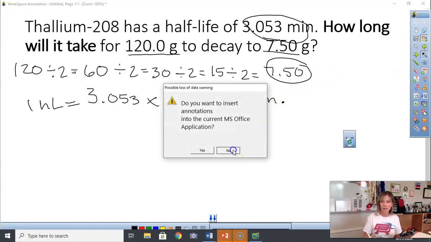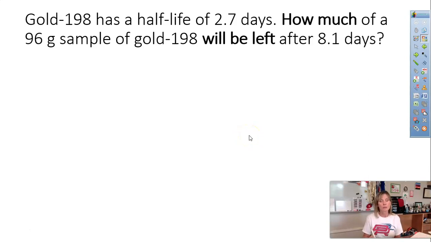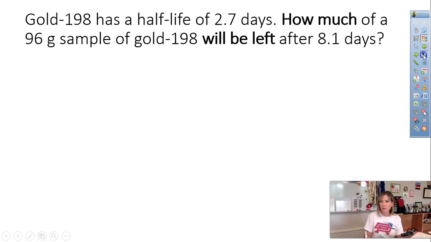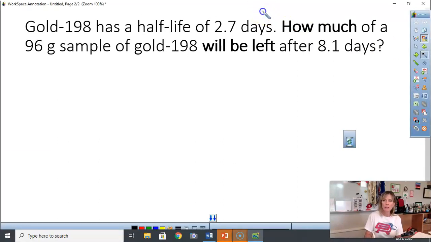No, we don't want to keep that. Okay, gold 198, it's an isotope, has a half-life of 2.7 days. There's some information that we will probably need at some point. Oh, wrong way. Thanks for being patient, guys. Y'all are so patient with me.